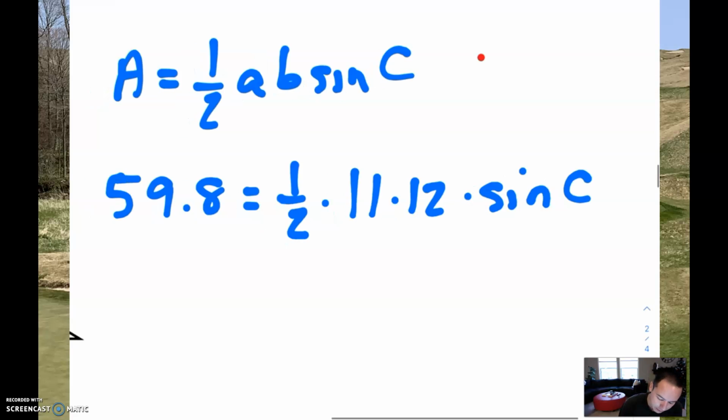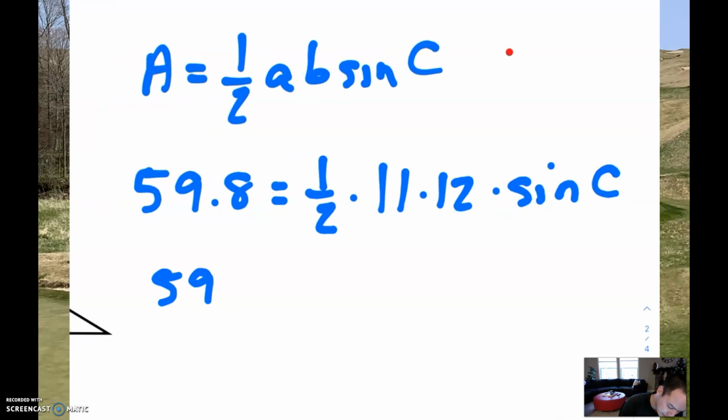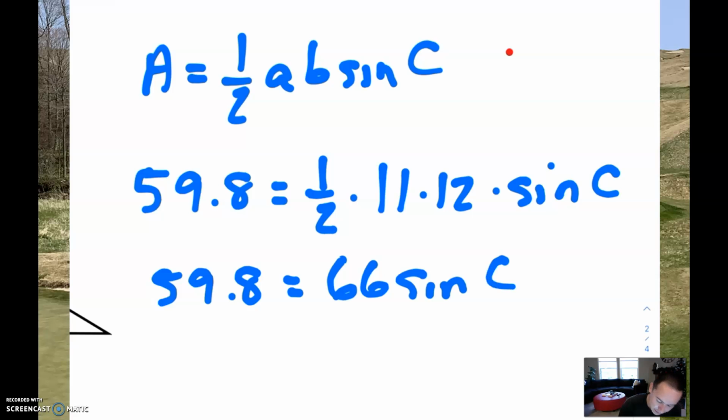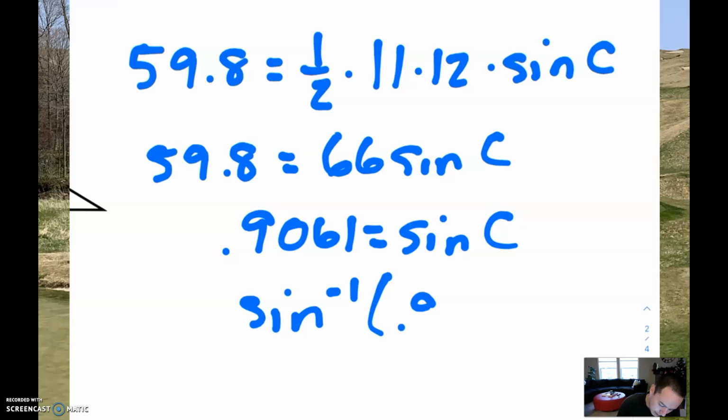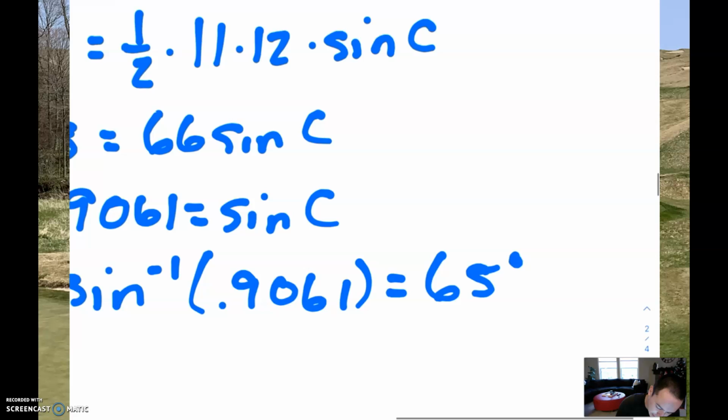We can simplify the right side by multiplying, and that becomes 1/2 of 12 is 6. 6 times 11 is 66 sine of C. You could divide both sides by 66, and you end up getting 0.9061 equals sine of C. And then if you take inverse sine of 0.9061, you end up getting 65 degrees.